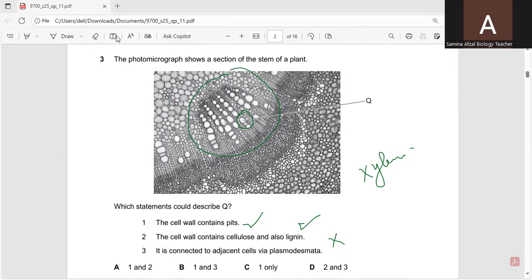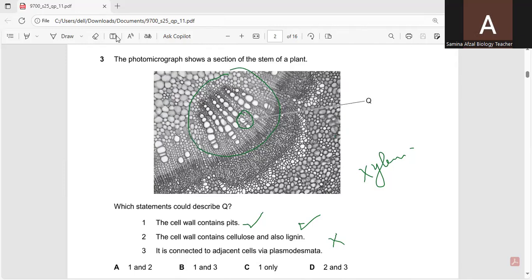With the help of plasmodesmata, two cells are joined with one another. But in the case of xylem cells, the two cells are not joined together with the help of plasmodesmata because they lack a protoplast. They don't have cytoplasm and nucleoplasm, due to which they are not joined with the other cells with the help of plasmodesmata, because lignin is a dead material. So that is the reason statement number 3 is not correct.